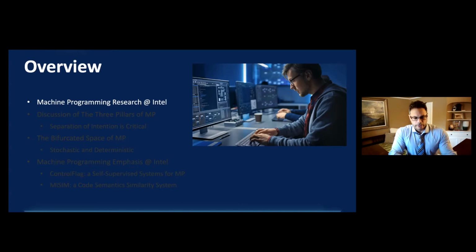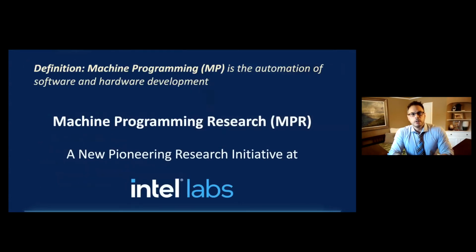So let's get started with machine programming at Intel. What is this thing? Well, machine programming, from my perspective, is really about the automation of the development of software. And the byproduct of that is it actually automates the development of hardware. The reason for this is very simple. As most of you know, if you are designing hardware, a lot of the design of hardware is in writing software through things like Verilog or SystemVerilog, these hardware description languages or RTLs. And if we can automate software, well, we can automate that software. And then the byproduct is now we can start to automate the development of hardware.